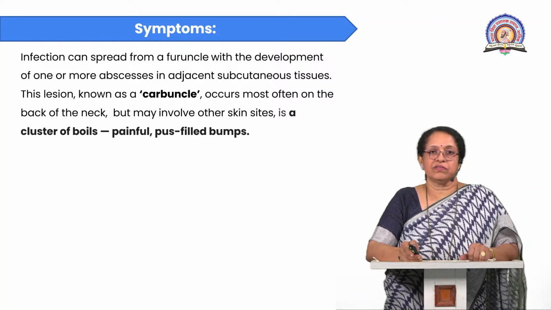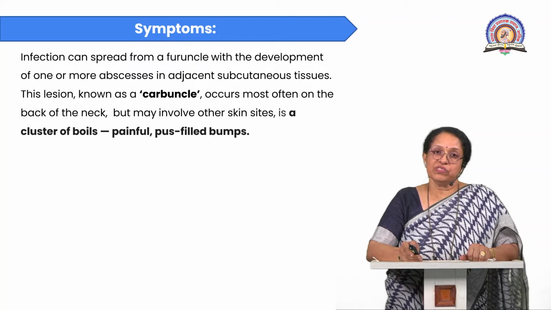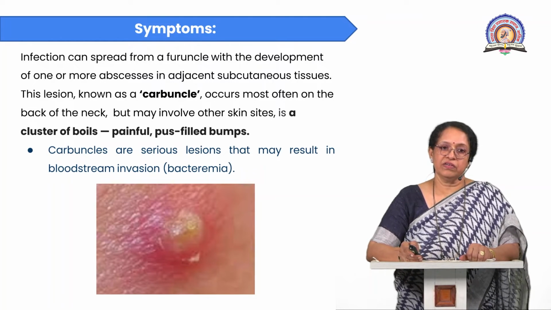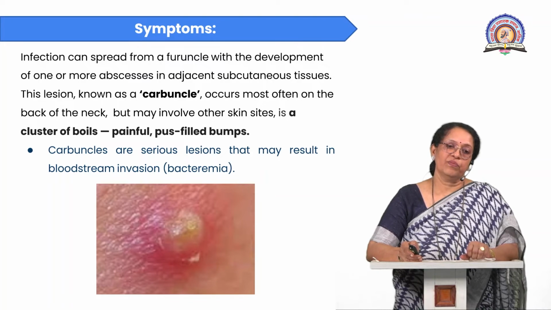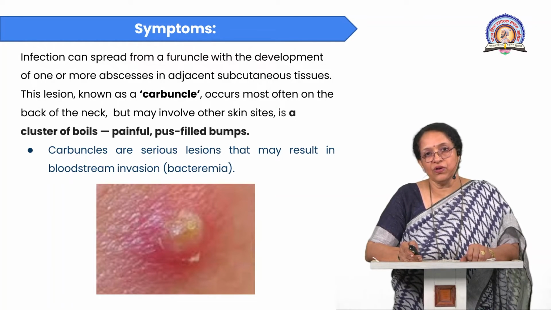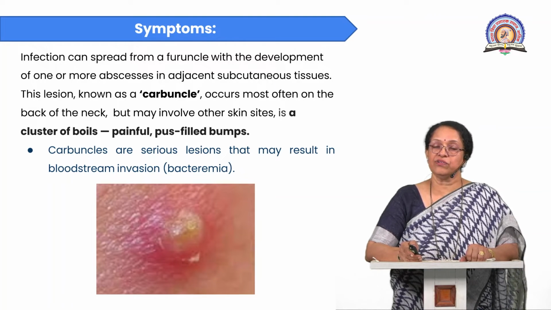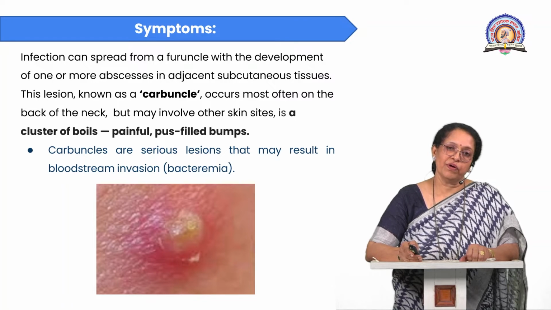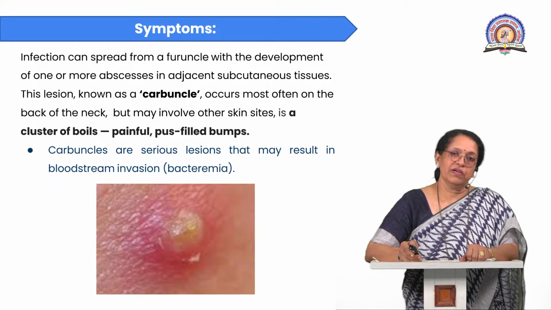A large area of the body may be affected by this, and it is a highly painful, pus-filled blister or bump. In this figure you can see such a carbuncle, which is a very serious lesion, because after forming such a carbuncle, this organism may enter into the bloodstream and reach different parts of the body. Upon their entry to the bloodstream, you can call it a bacteremia.